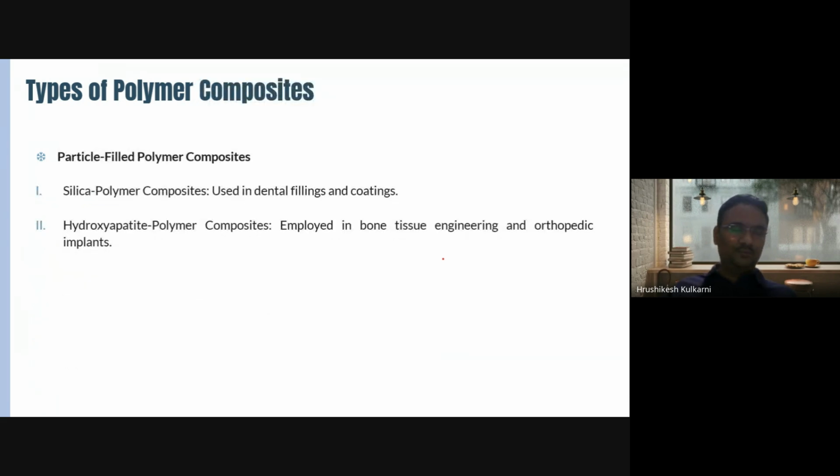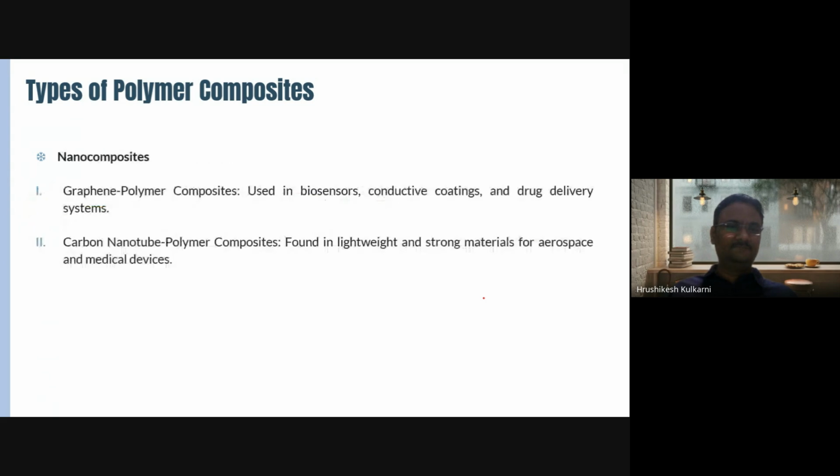Particle filled polymer composites. Here one example is silica polymer composites, which are used in dental filling and coating applications. When we visit a dentist for our root canal, tooth removal, or fitting a new tooth, that time these are useful. Similarly, hydroxide polymer composites are employed in bone tissue engineering and orthopedic implants.